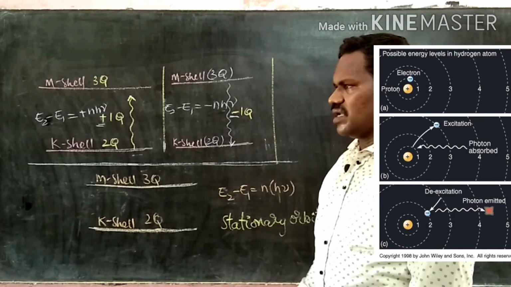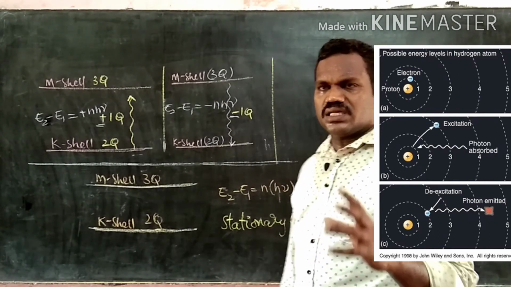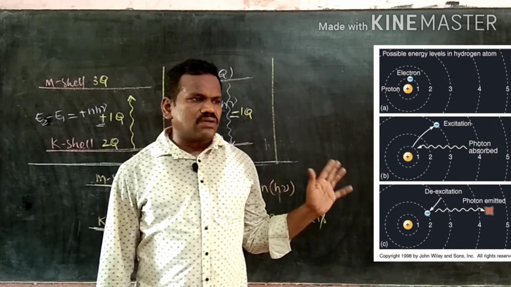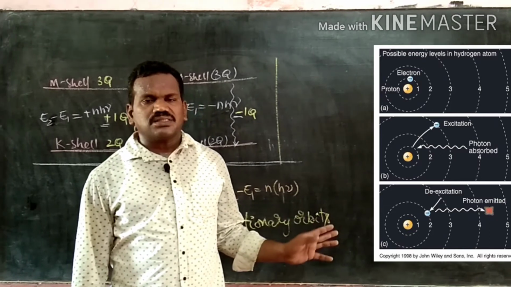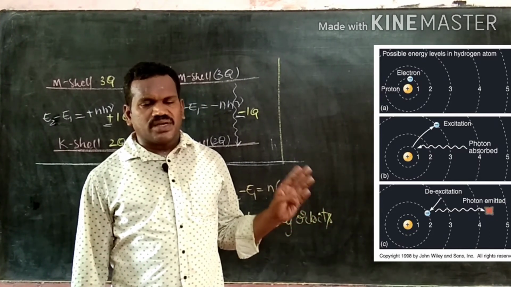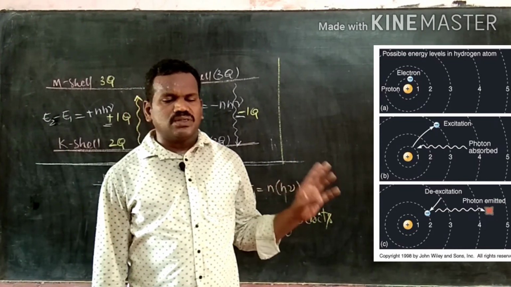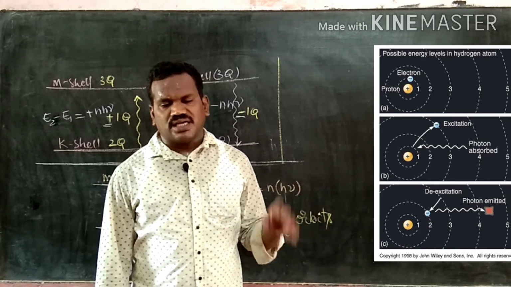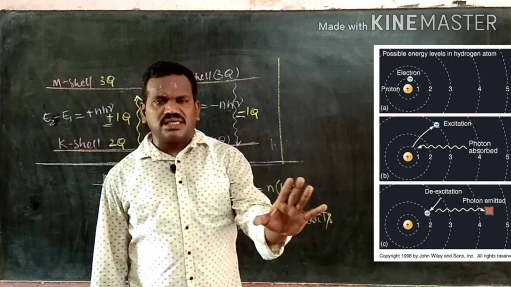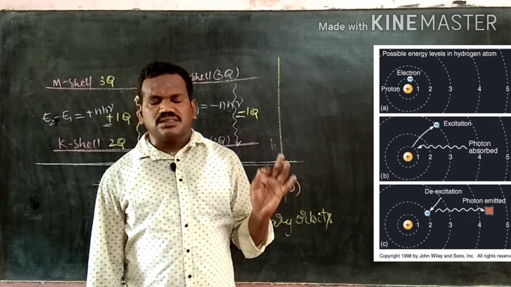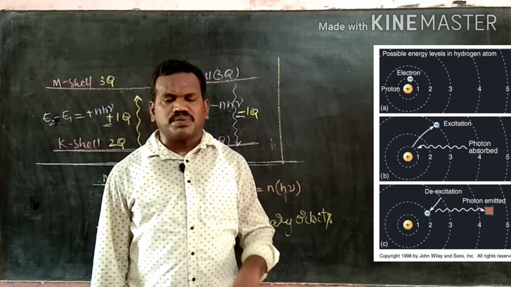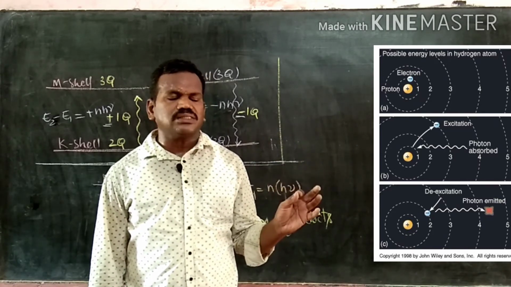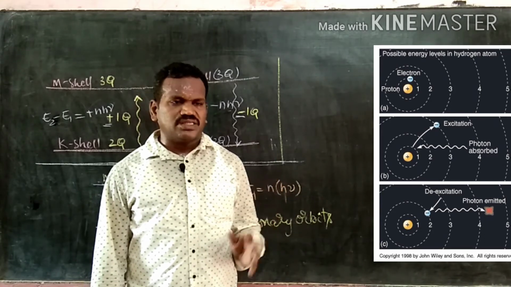Now what are the final conclusions? Electrons revolve around the nucleus in definite circular paths. Those paths are called n equal to 1 K shell, n equal to 2 L shell, n equal to 3 M shell, n equal to 4 N shell. As the size increases, the energy also increases. As per that, the shell very close to the nucleus, the K shell, has the least energy.